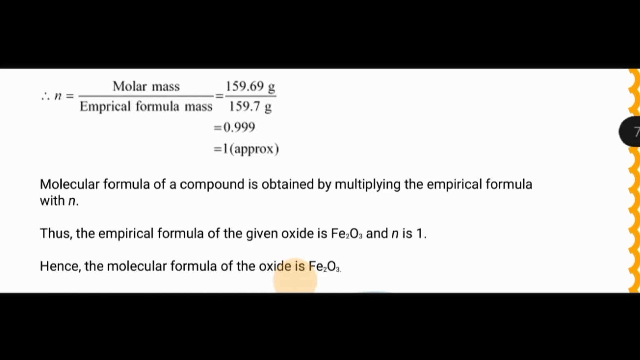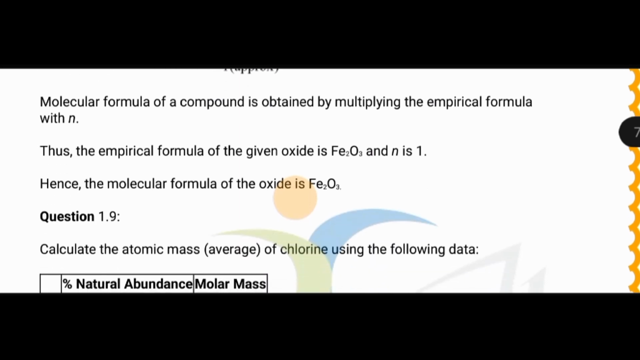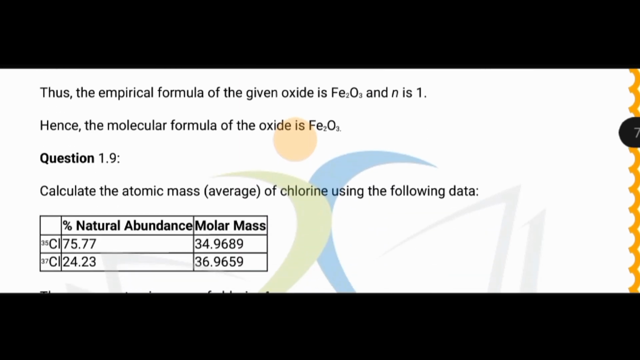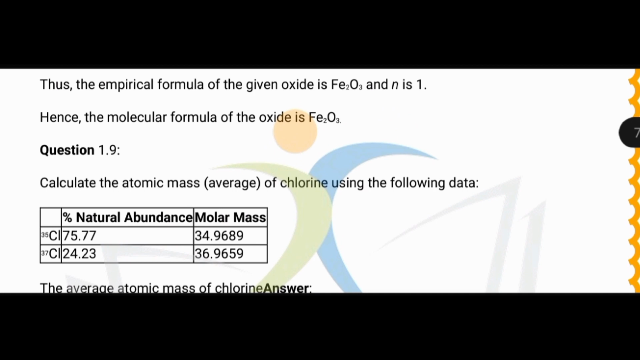So how can you calculate the molecular formula? The molecular formula is n times the empirical formula. Now the empirical formula is Fe2O3 and the value of n is 1. So 1 times Fe2O3, and the molecular formula of the oxide comes out to be Fe2O3.